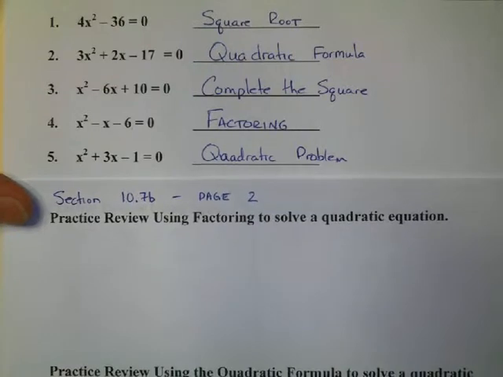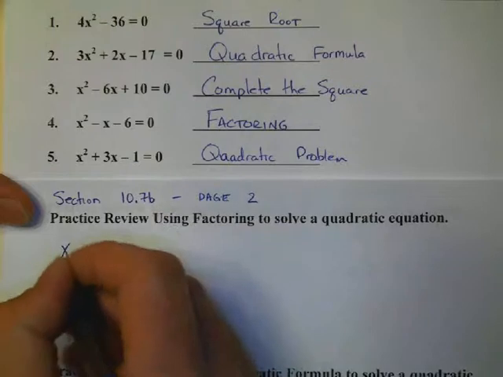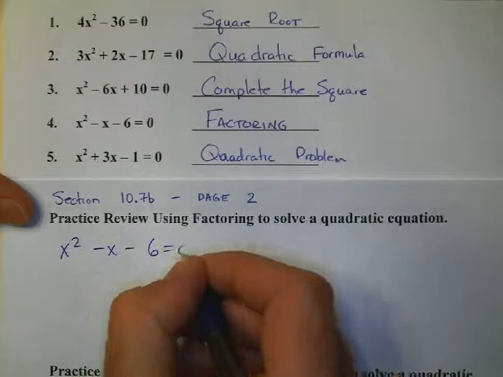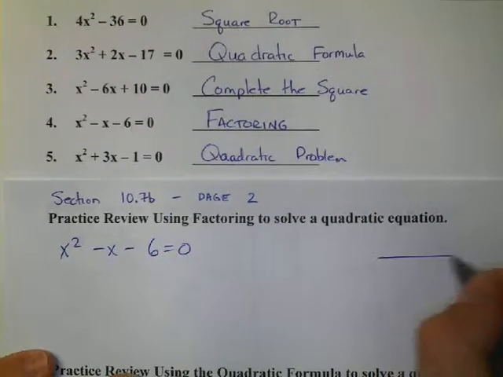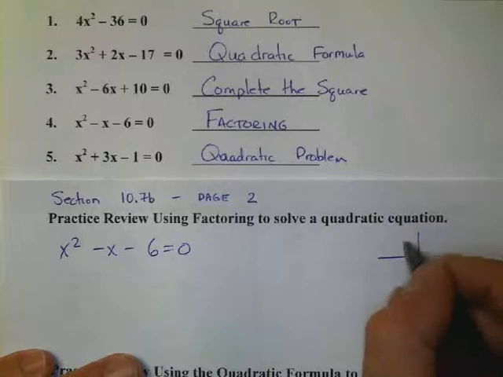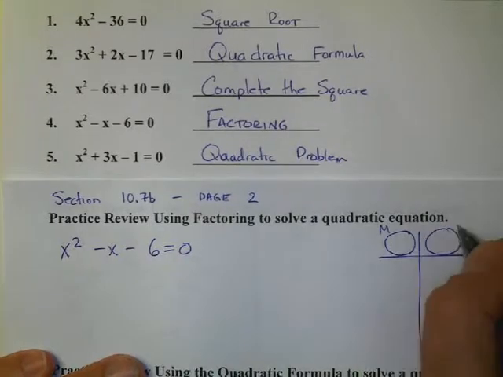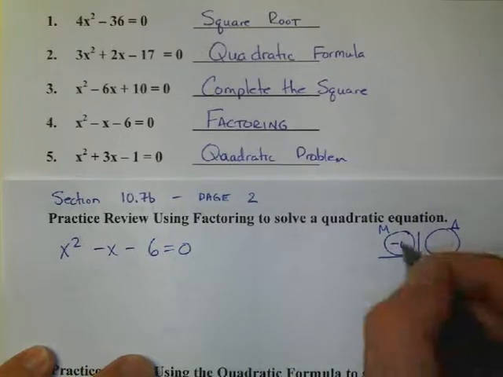Now let's look at our next example. Let's use factoring to solve a problem. The problem that we're going to do for factoring, we can work in example 2 on page 2. And so that's the problem, x squared minus x minus 6 equals 0. Remember, when we're doing factoring, we're going to use the method called the MAC method.